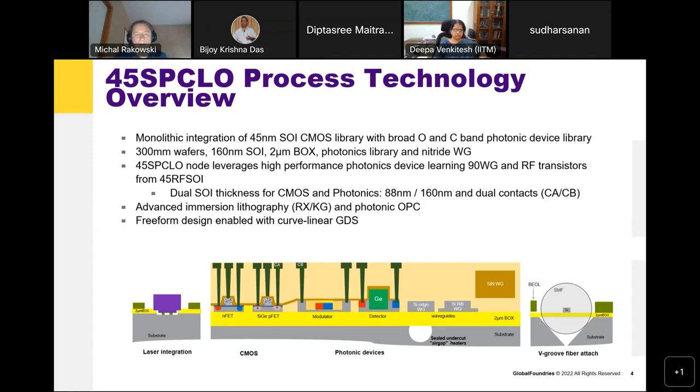And maybe the last important aspect is how this is actually used in practice. We enabled full freeform design with curvilinear GDS, no Manhattanization of the waveguide, so the designer can work on smooth shapes, and together with the OPC, this is what you get in the silicon.